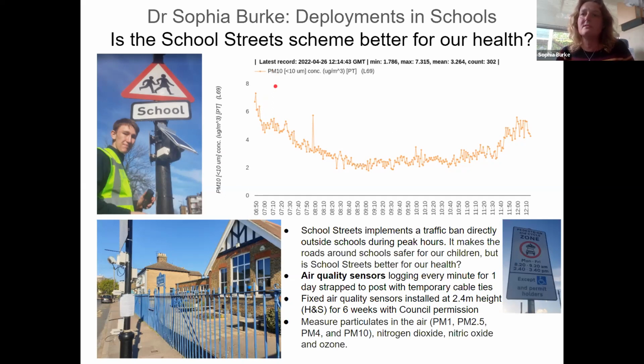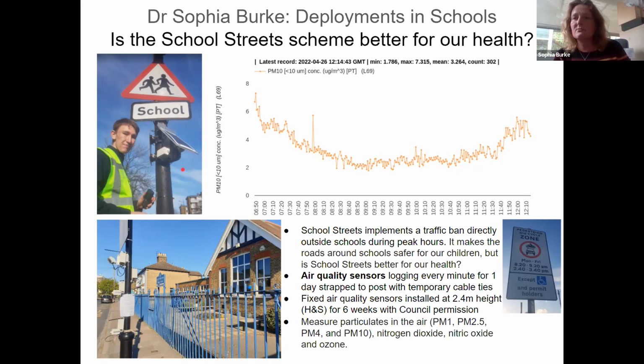We strapped them to posts with temporary cable ties. You can see we got council permission for these, as it was just for 1 day. That was fine, and we put some inside the school street zone and then further down the road outside the school street zone where the traffic was normal, and measured throughout the day to look at whether the air quality was affected. In addition, you can use fixed air quality sensors that are installed at a safe height for a number of weeks.